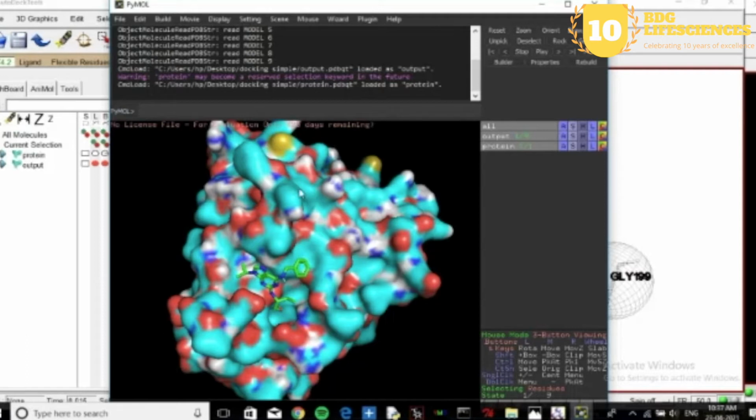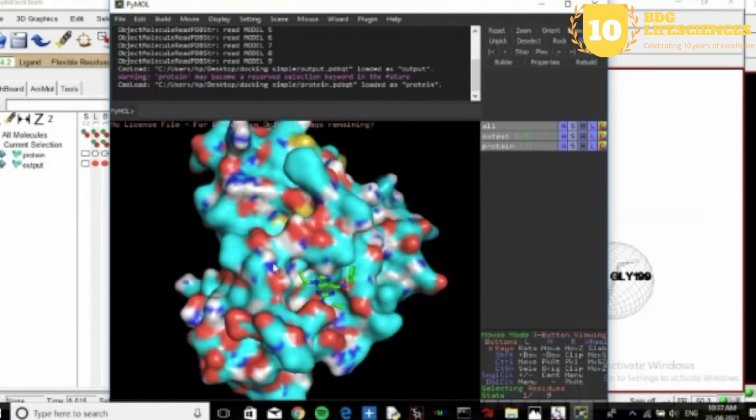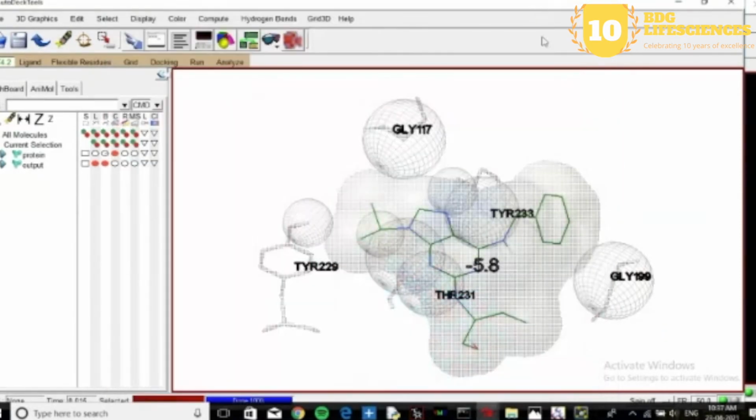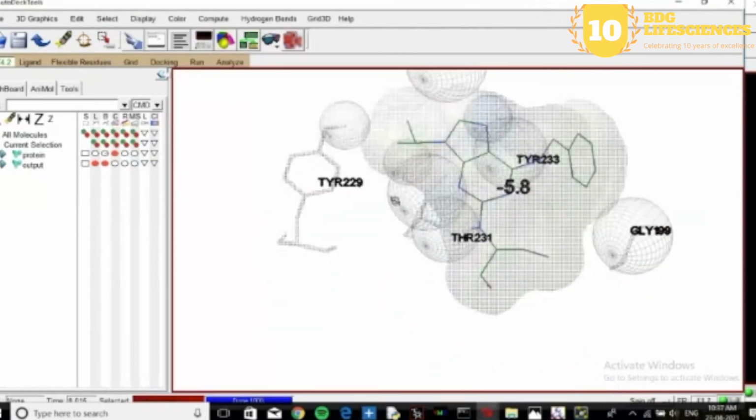So this is the PyMOL by which we can also visualize the protein and ligand docking, and this is AutoDock Vina.